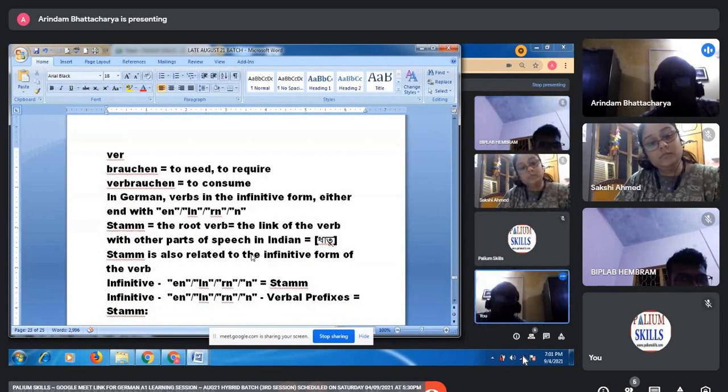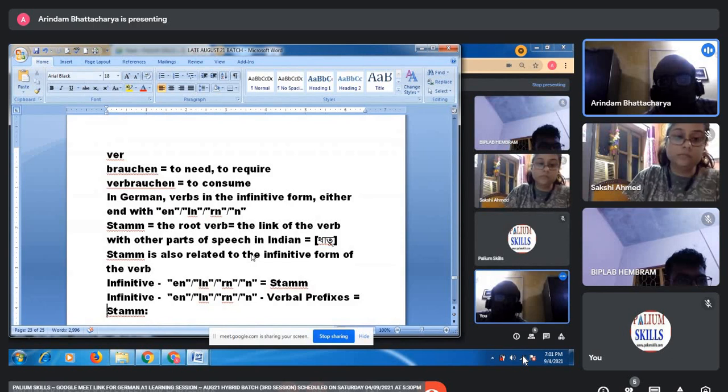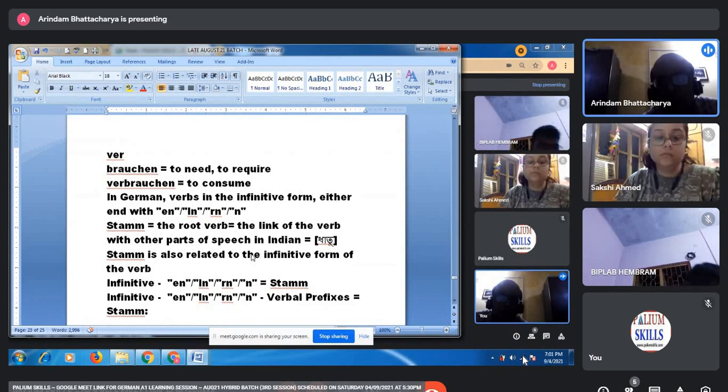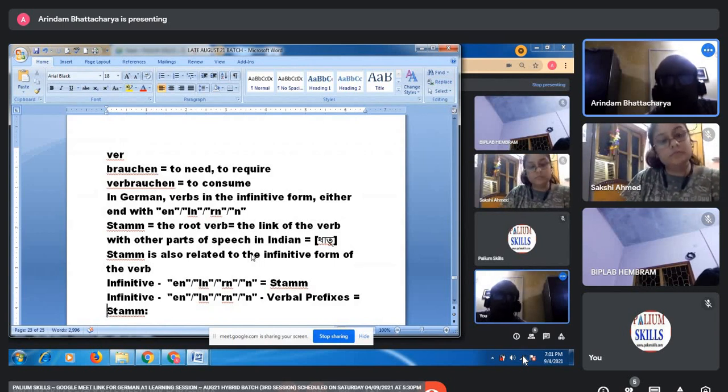Now, brauchen, to require, to need. Verbrauchen, to consume. In German, verbs in the infinitive form end with en, ln, rn or n. This is the infinitive form. Stamm is equal to the root verb.